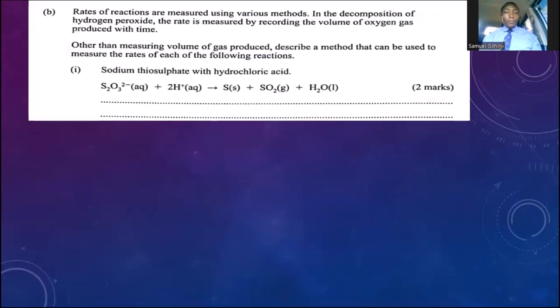You're told that the rates of reaction are measured using different methods. In the decomposition of hydrogen peroxide, the rate is measured by recording the volume of oxygen gas. So other than measuring the volume of the gas, describe how you can measure the rates of reaction for the following. Thiosulfate reacting with an acid to give you sulfur, sulfur dioxide and water. So how can you tell that? That's a reaction that is in book 4, my student. We have done it severally. So what exactly do you do?